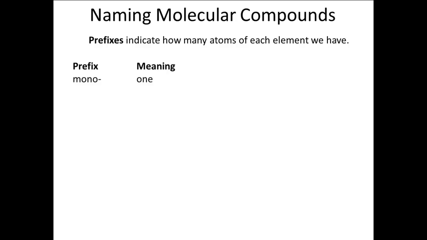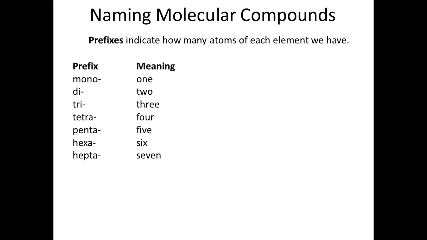Mono means 1. Di means 2. Tri means 3. Tetra means 4. Penta means 5. Hexa means 6. Hepta, 7. Octa, 8. Nona, 9. And deca, 10.